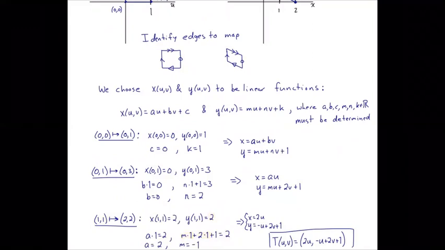Update our equations for x and y, and we end up at a fully developed transformation. 2u is our x coordinate, and y is equal to negative u plus 2v plus 1. So our transformation overall as a coordinate pair is this. And we can find the Jacobian of that and proceed with whatever integral we might have been interested in.